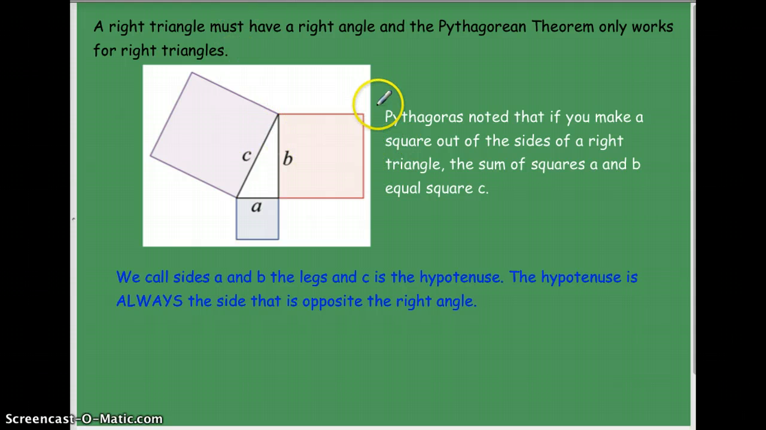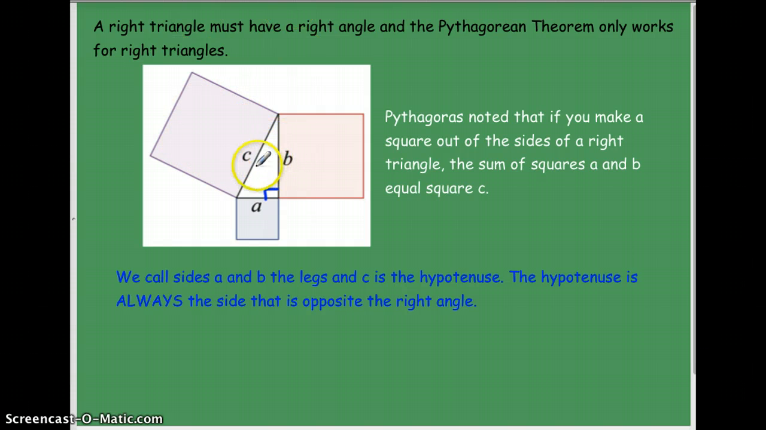So what Pythagoras noted was that if you take your right triangle, so here's the right angle in that picture, and if you make a square out of each individual side, so this side is side A, if we make a square out of that, here's side B, if we make a square out of it, and here's side C, if we make a square out of it. If you take the sum of squares A and B, so if you add A and B together, it will equal C. And another way you could look at that is you could take A and B and they would both fit exactly in C's square.